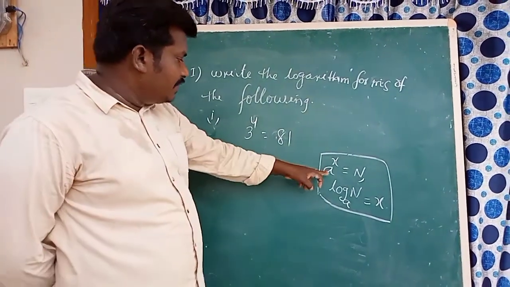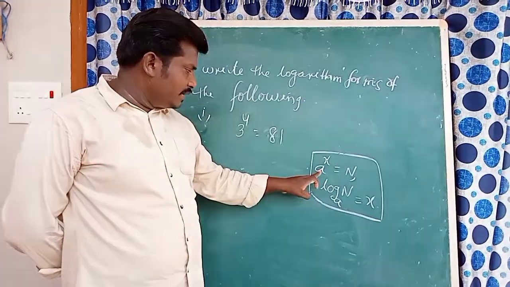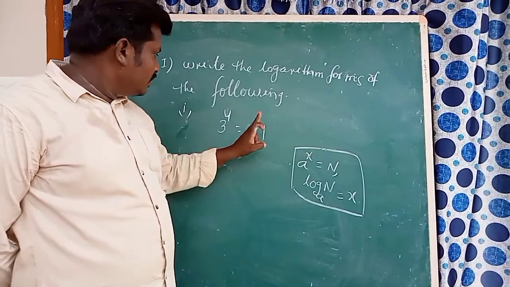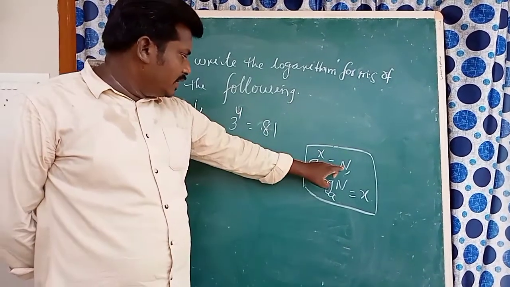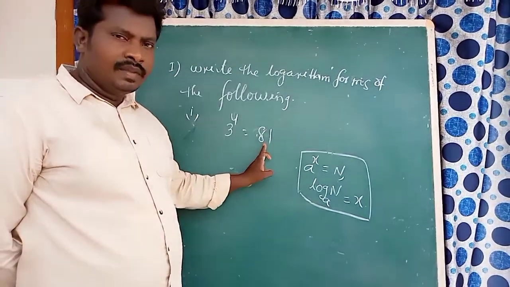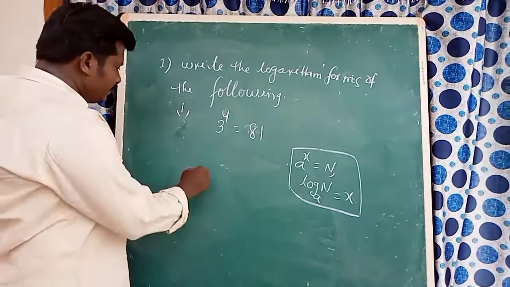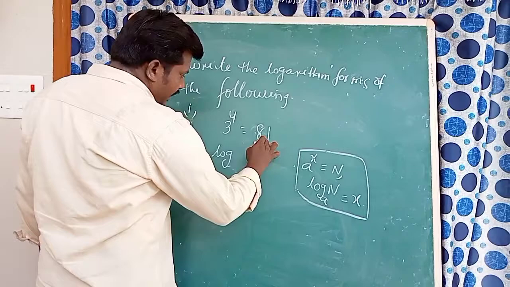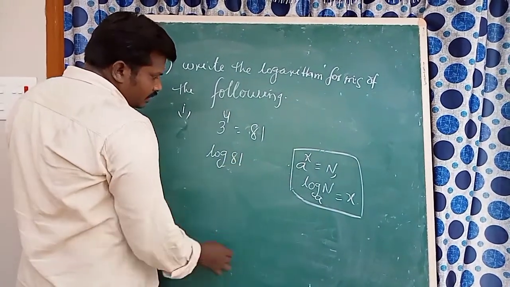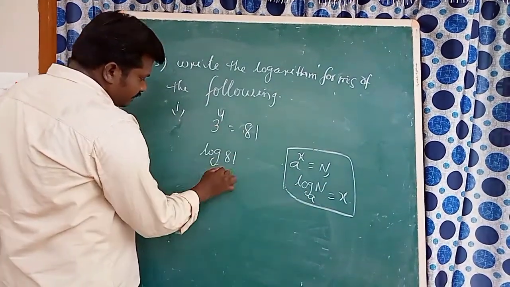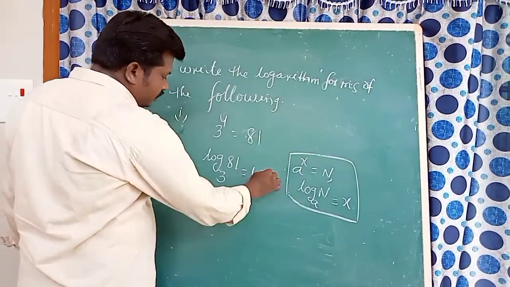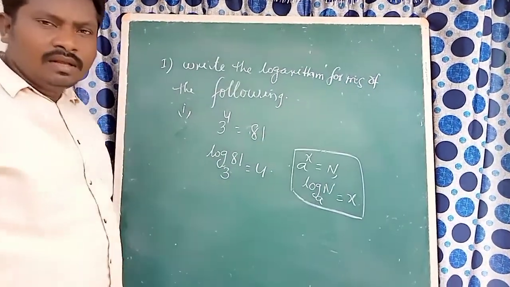First of all, identify the letters. Here the a value is 3, the x value is 4, and the n value is 81. Substitute there: log 81 base 3 is equal to 4. That's all. That is the logarithmic form.